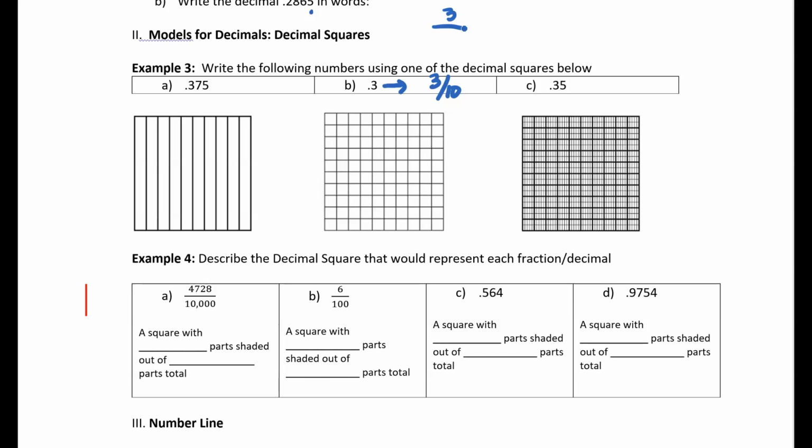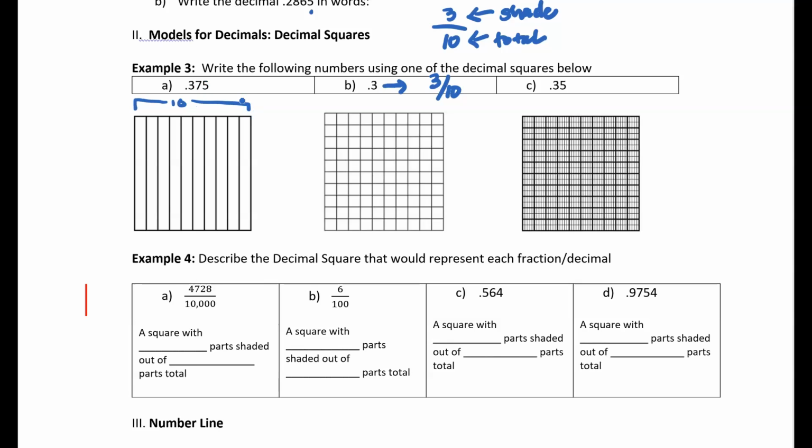And I'm going to actually write it up here bigger. The 10 has to do with the total number of pieces, and the 3 is what we're going to shade. So this is kind of like saying I've got a pizza with 10 pieces and we want to eat 3 of them. So you need to find the picture where there's 10 pieces all together, and it's going to be this first one. So this is 10 pieces all together.